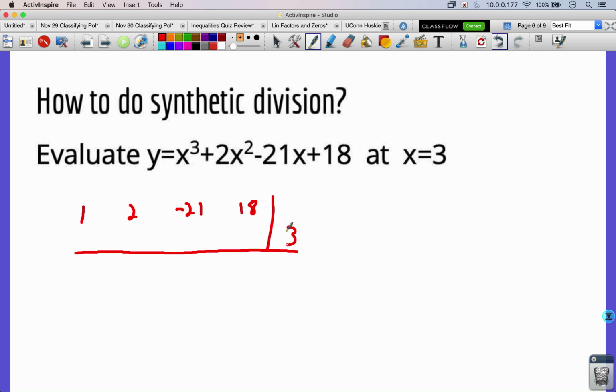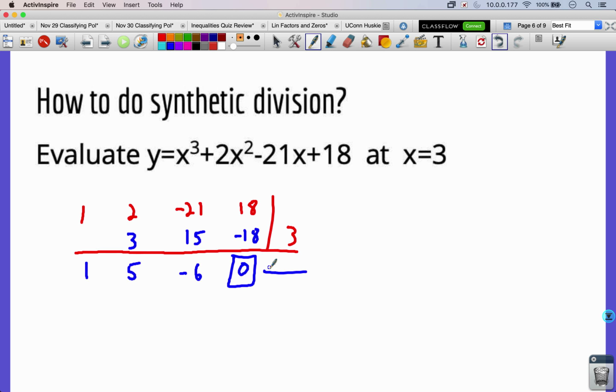You put the 3 over here, and then the pattern is add the column, multiply by your value over here. So 1 plus nothing is a 1. 1 times 3 is a 3. Add the column, we get a 5. Multiply by the 3, we get a 15. Add the column, we get a negative 6. Multiply by the 3 again, we get a negative 18. Add the column, and we get a 0.